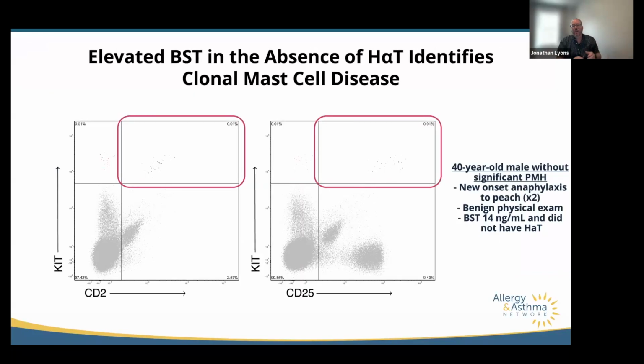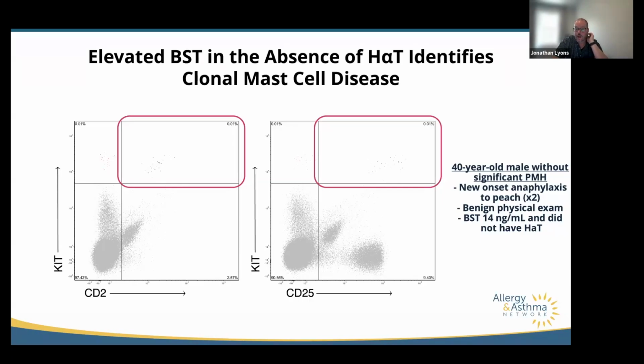So why do we care? Why is this important and how does this impact patient care? This was a gentleman we saw a few years ago who began anaphylaxing to peach in his 40s. He had 2 episodes of bona fide syncopal anaphylaxis after a peach ingestion, had eaten peaches before, never had a problem. There are parts of the world where peach allergy is more common, but he was in North America and the United States, and that's not a super common allergen here.